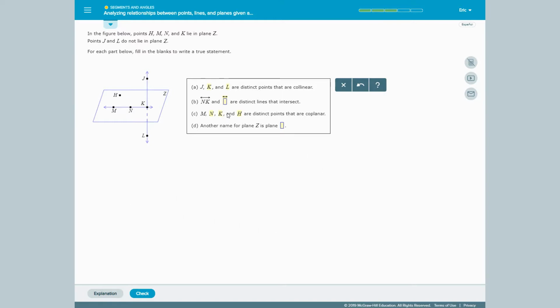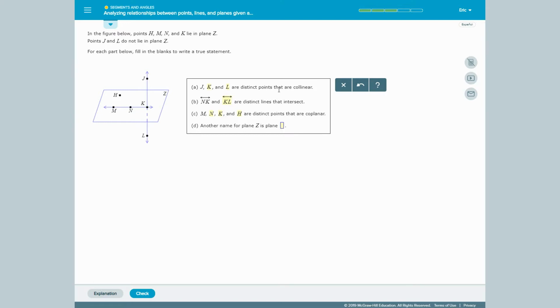For this particular example, it is less hard. It's just looking for intersecting lines. Which line intersects with NK? Well, JL does, or JK, or KL. The point is, you can name a line with any 2 points on the line. So either JK, JL, or KL.